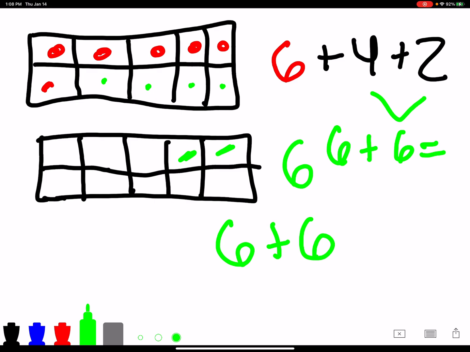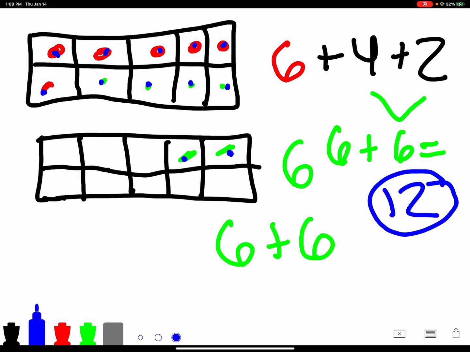So since we have the 10 frame above us, we can count the number of total dots we have. So if we count 1, 2, 3, 4, 5, 6, 7, 8, 9, 10, 11, 12. We have the number 12 as our answer. And you can also check your work by counting your fingers or using the dots, but this is just one way you can practice. Let's try another example.